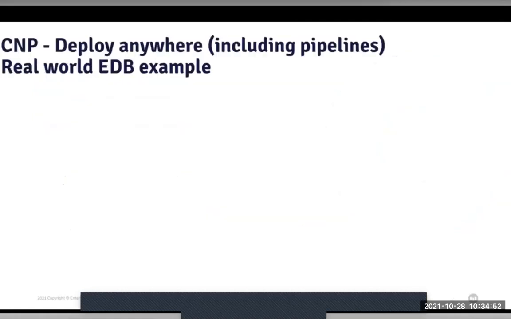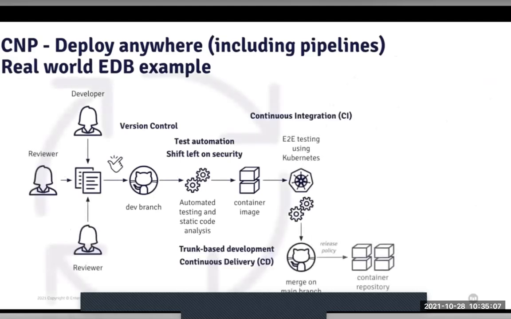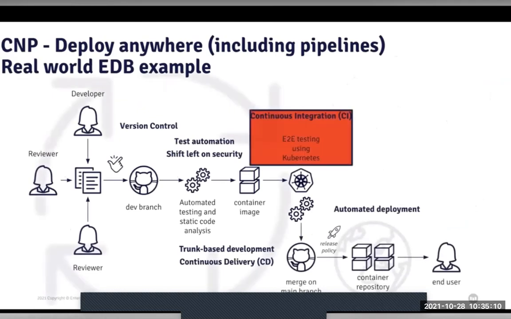All right, so CNP can deploy anywhere, including pipelines. This is a real-world EDB example that we use in different contexts. But what I want to show here is the role of Kubernetes in our end-to-end testing. We spin up Kubernetes clusters, first using Kind, and then in the different Kubernetes distributions we support, we run deeper tests. These tests are run with every combination of database type, Postgres and Advanced Server, and each database version with each Kubernetes distribution that we support. So the full set of tests is run for every single release.